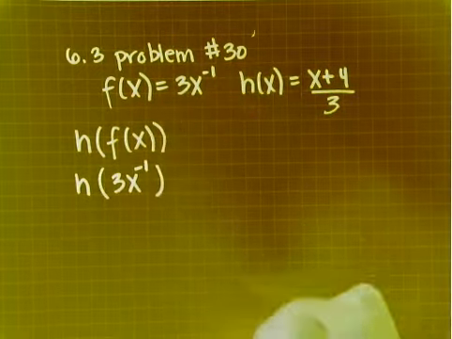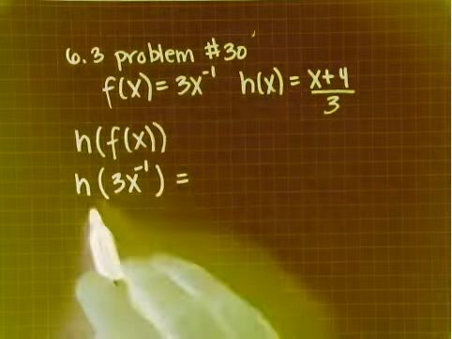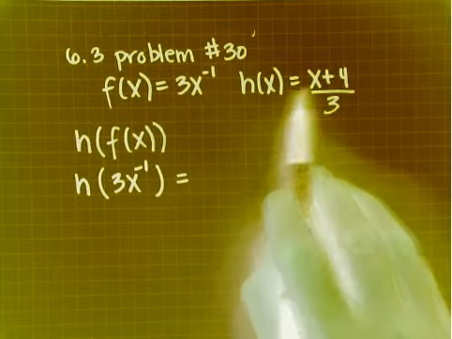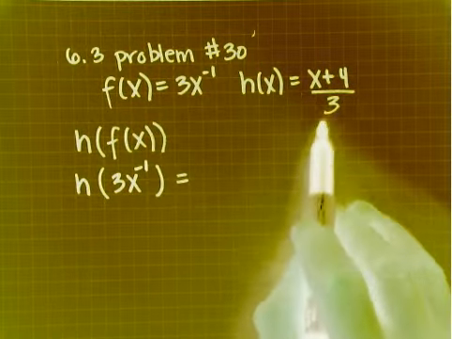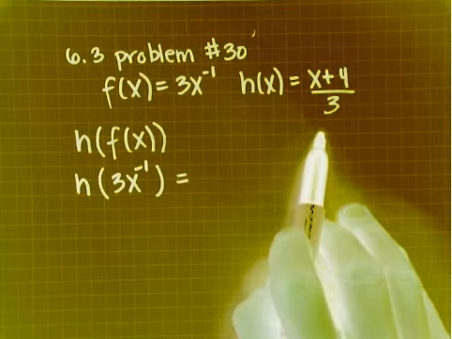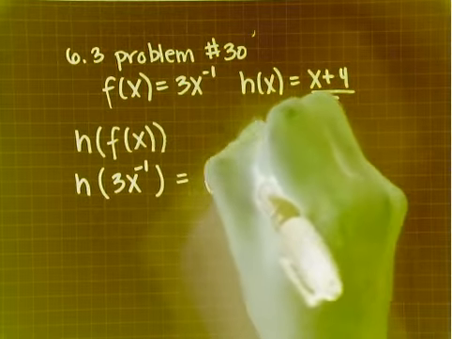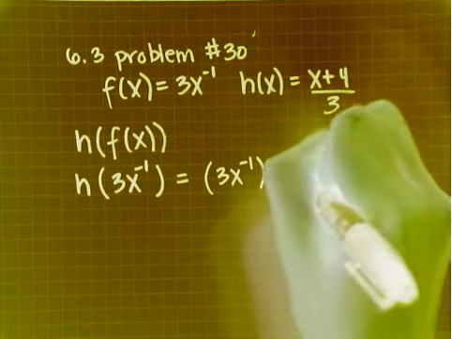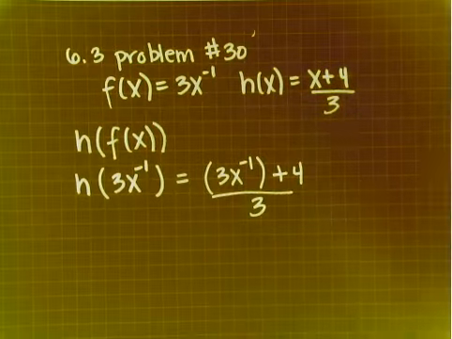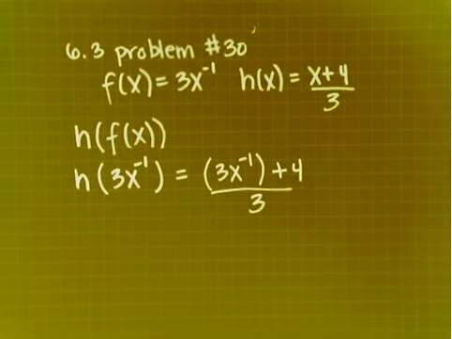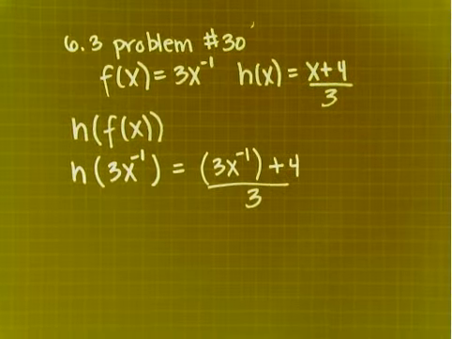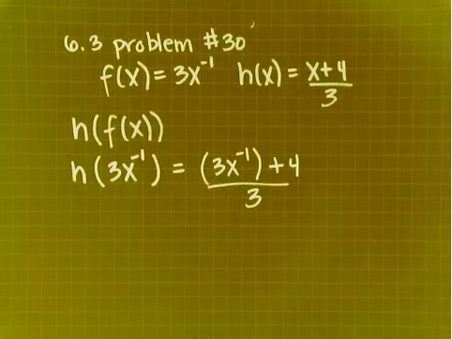And then h tells you that whatever's in the parentheses, you're going to add 4 and divide by 3. That's the rule. Add 4 to the parentheses and divide by 3. So I'm going to say 3x to the negative 1 plus 4. I add 4. I divide by 3. Now, you've done the function composition part of this, but there's some simplification that can happen.